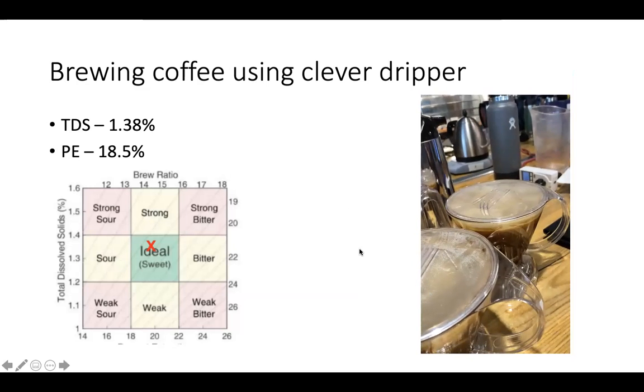As you can see, the TDS was measured to be 1.38%, and then the PE is calculated to be 18.5%. You can find a detailed calculation in the final report. Here's a brief chart to look at the comparison between our actual TDS compared to the ideal TDS. As it turns out, our TDS is at the ideal level.